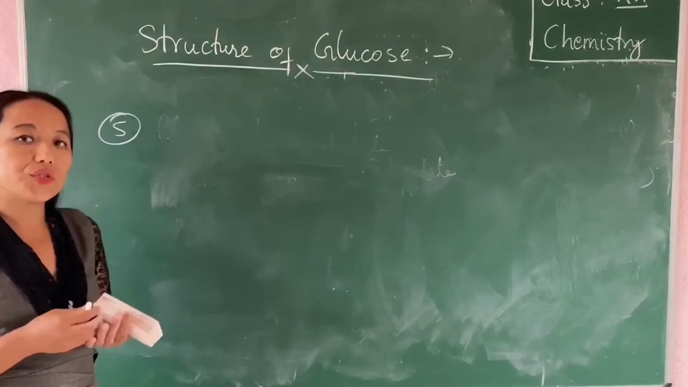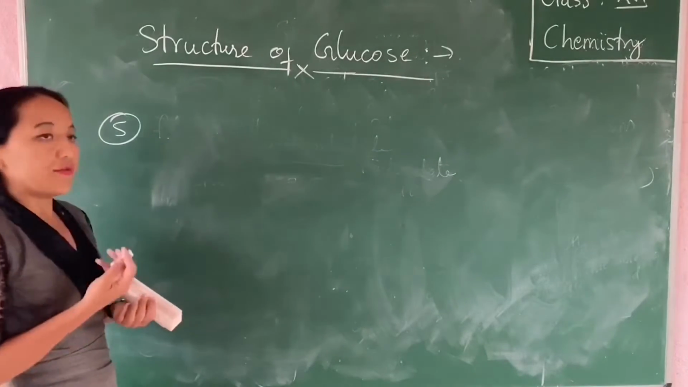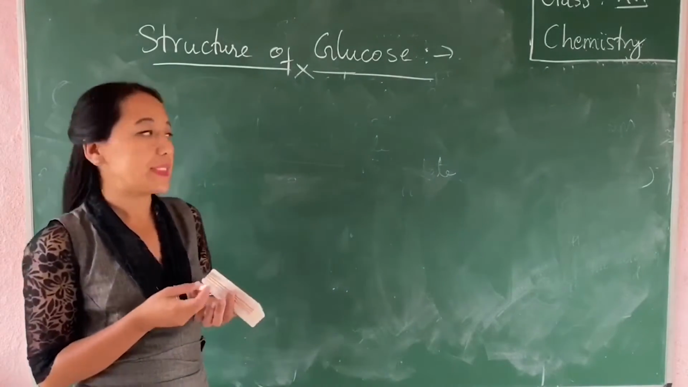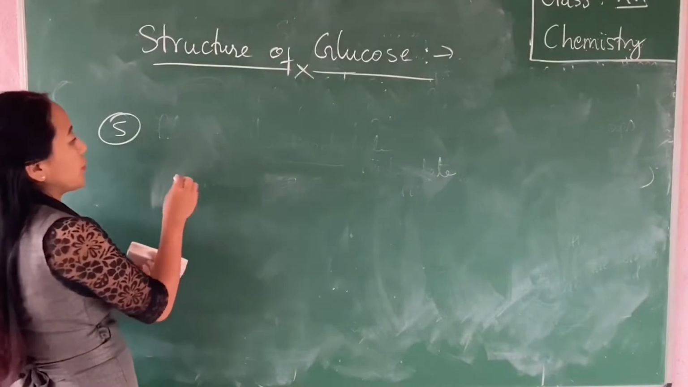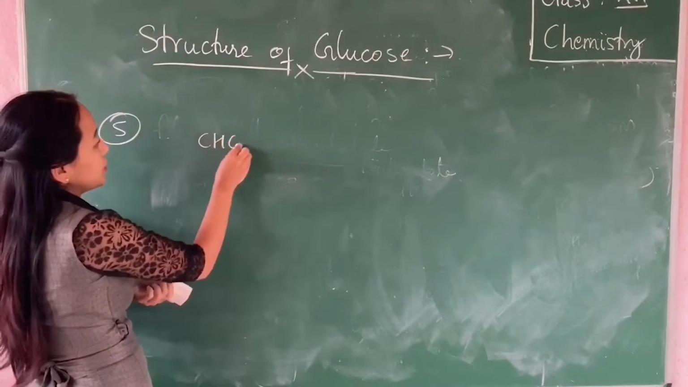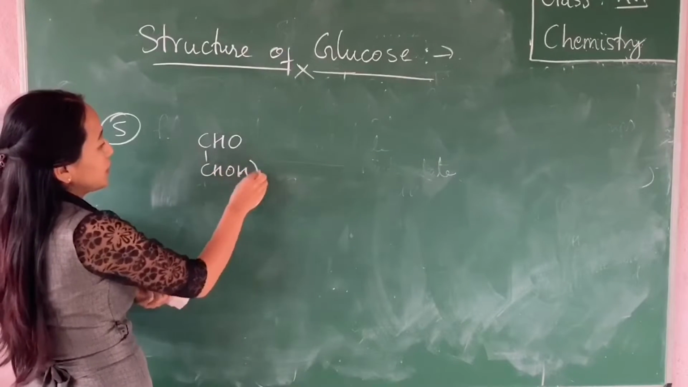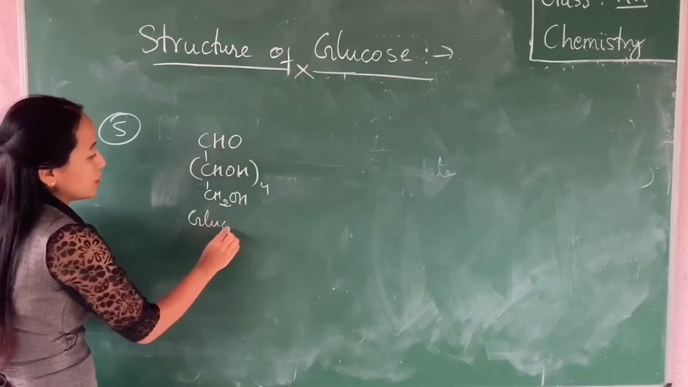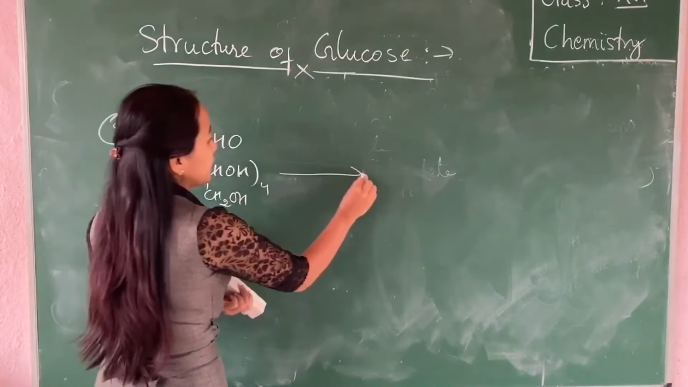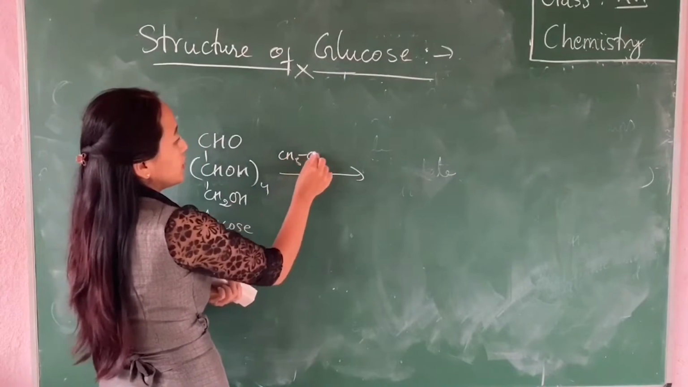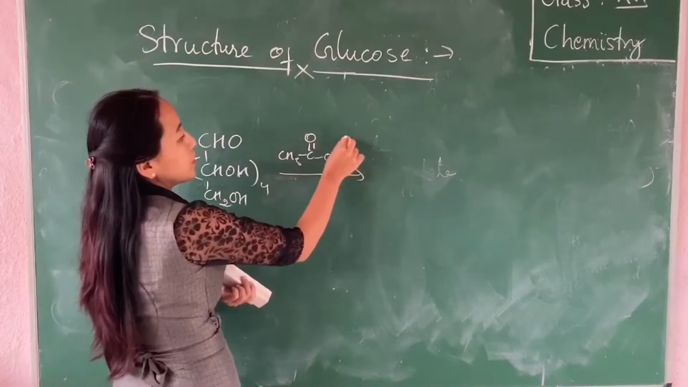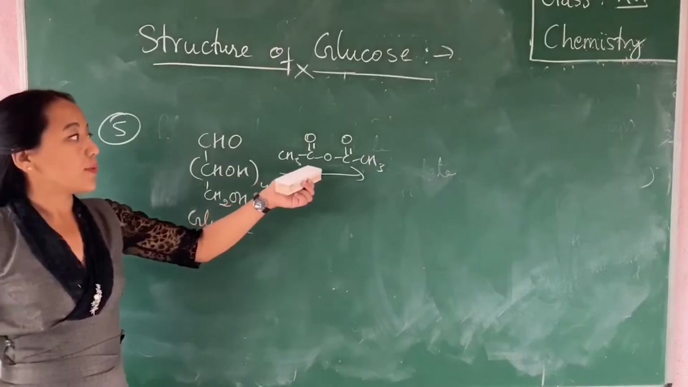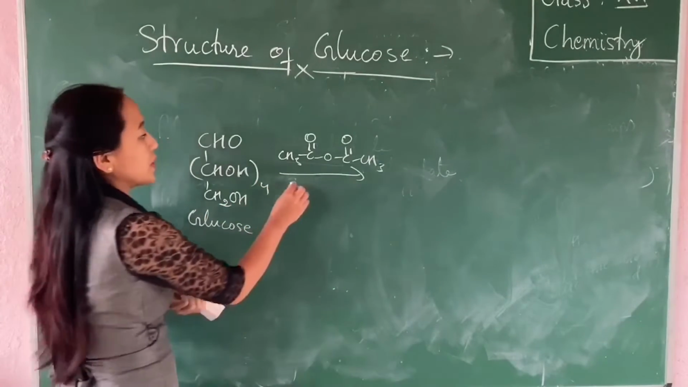Okay, now the next reaction shows the presence of 5 hydroxyl groups. For that, acetylation of glucose was carried out with acetic anhydride in the presence of pyridine. Okay, let me write down the reaction for this. Glucose, that is CHO, CHOH 4 times, and CH2OH. When glucose was reacted with acetic anhydride, if you remember the formula of acetic anhydride, it is CH3, C double bond O, O, C double bond O, CH3, in the presence of pyridine.